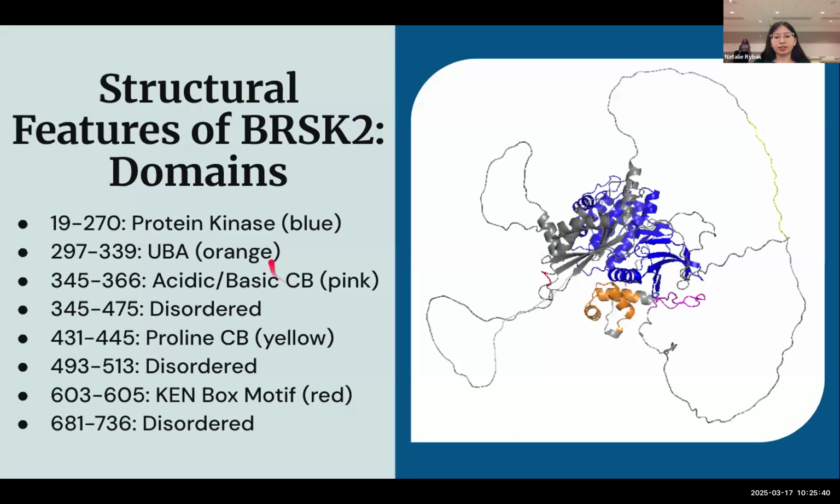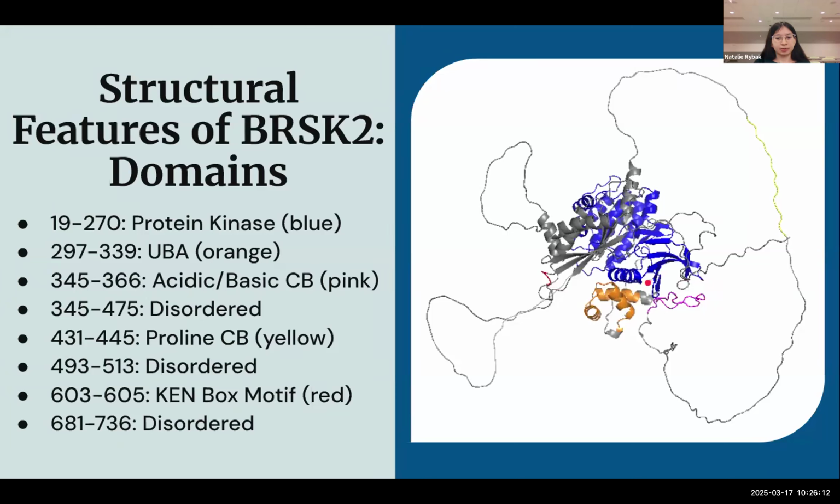In terms of domains, it has this protein kinase domain here in blue. Inside the protein kinase domain, there are 2 ATP binding sites as well as a proton accepting active site. This orange one here is a ubiquitin binding domain, and it's very near this KEN box motif. The KEN box motif is necessary to bind CDH1 for CDH1 mediated ubiquitination. So it makes sense that those are right next to each other. And as well, this protein has 2 compositional biases.